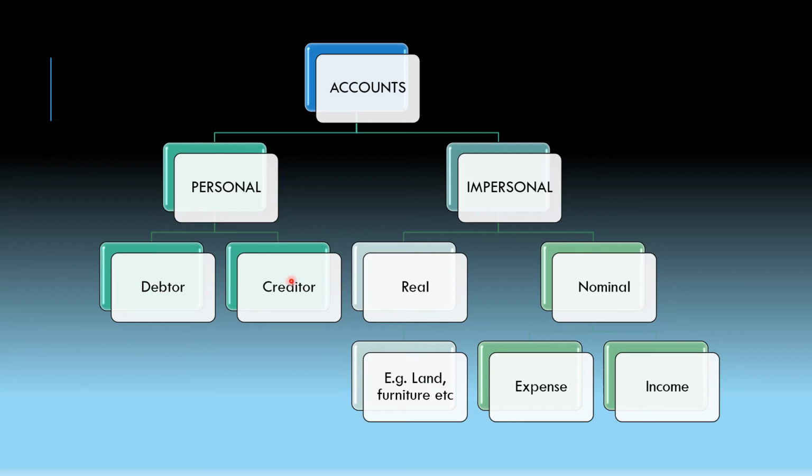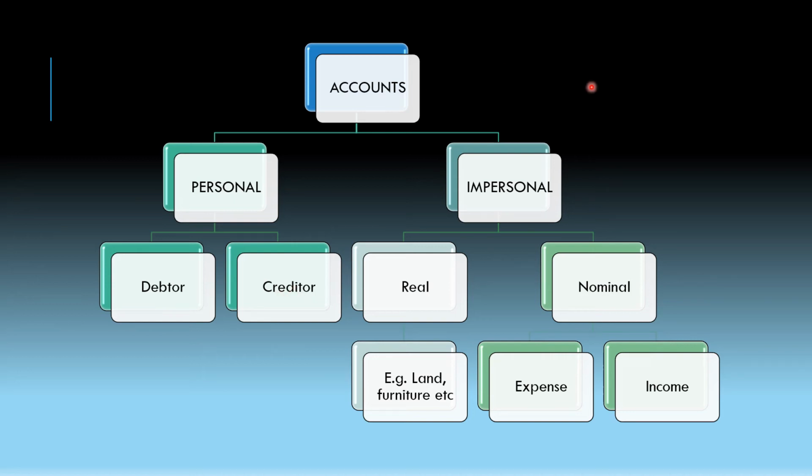How about a creditor? A creditor is someone who you owe to. For example, a supplier supplies the goods to you on credit, meaning you have not yet paid him for the goods he supplied to you. That means you are owing him the money, right? So he is the creditor. So a debtor is someone who owes you the money, and a creditor is someone you owe the money to.